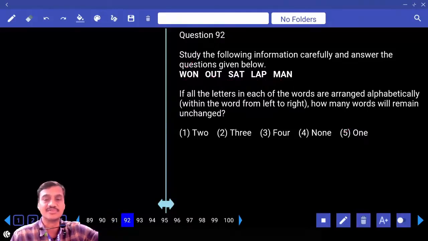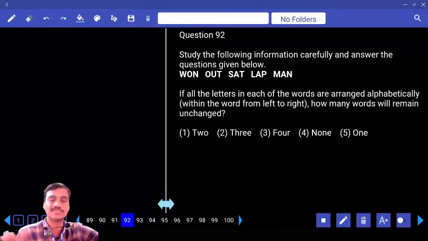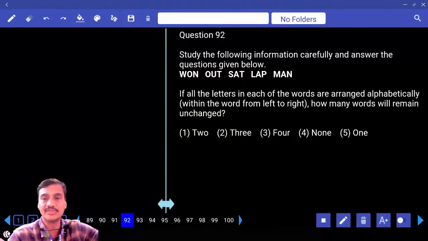92. Now in this 92, if all the letters in each of the words are arranged alphabetically within the word from left to right, how many words will remain unchanged? Arranged alphabetically means all these letters should be in ascending order. Then is the ascending order there? No. N should come first. Next one, is it there? OUT. Again, O comes first. OTU is the alphabetical order.